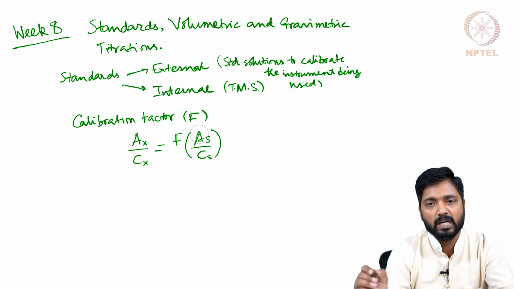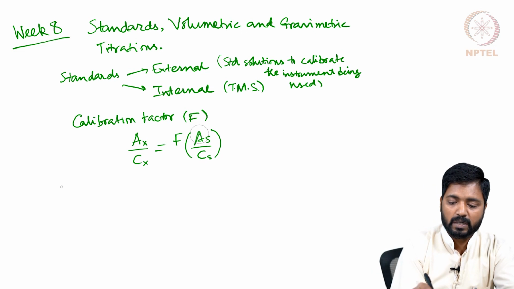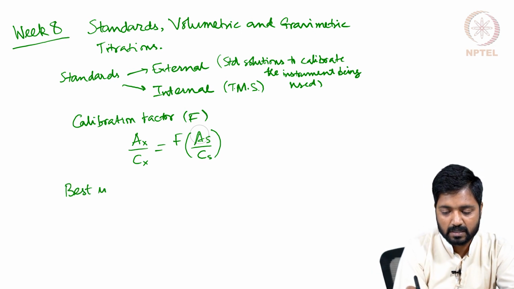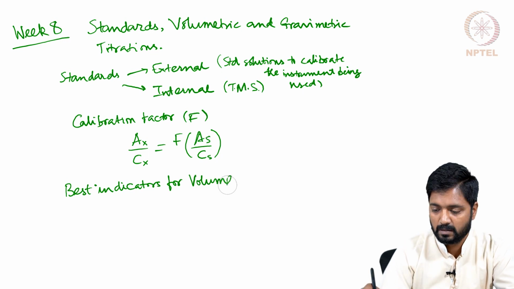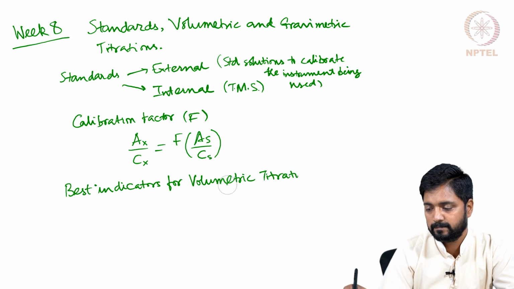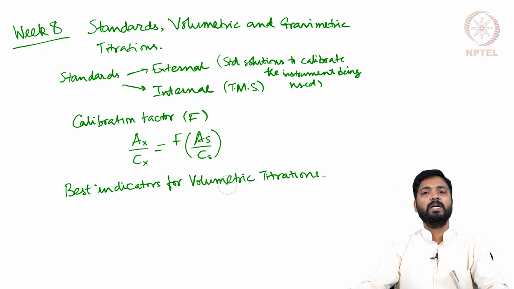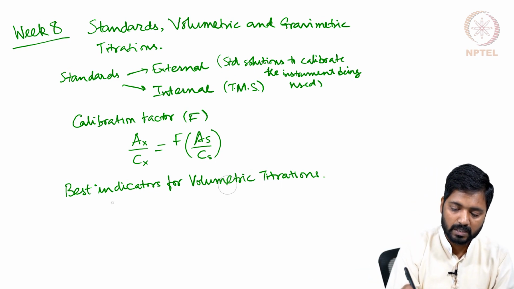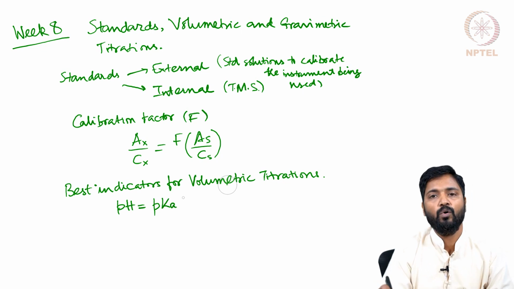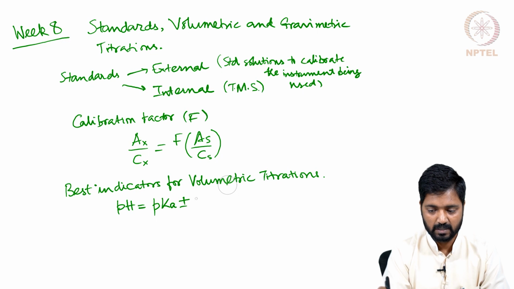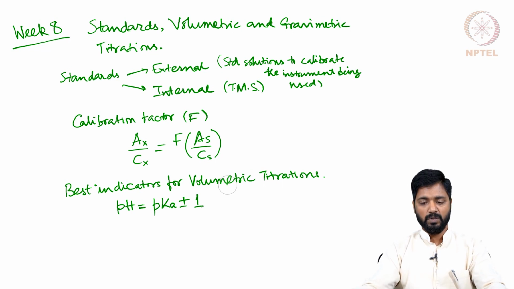Now, when we were talking about the volumetric titrations, which we actually undertake quite routinely in our undergraduate classes, we talked about the best indicators for volumetric titrations. And here we talked in terms of the pK value of the indicator, and we figured out that indicators work best in the pH range defined by the pK value of the indicator, and a value of plus or minus 1 of the pK value is the regime where our indicator will work the best.